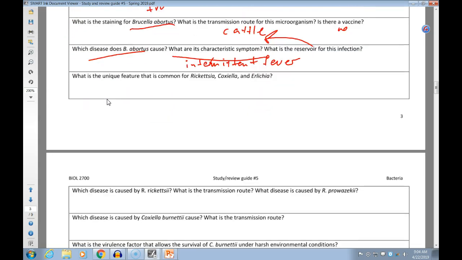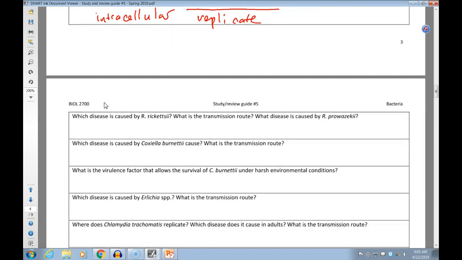Okay, so Rickettsia, Coxiella, and Ehrlichia have something in common. In the wild, not in the lab, in the wild, they are intracellular pathogens, meaning that they replicate inside the cell. Not just that they can go into the cell. They replicate inside the cell. Am I clear?